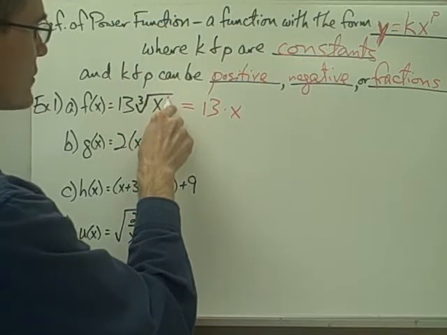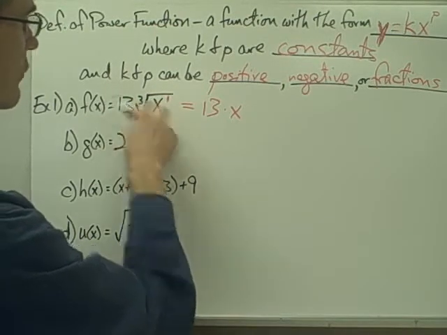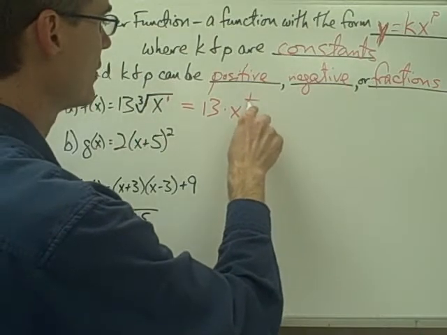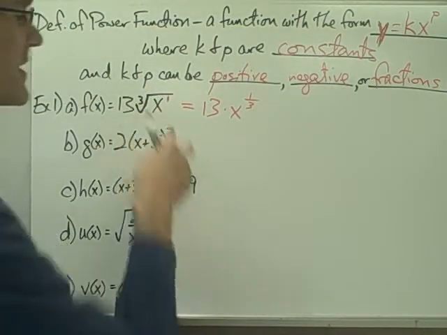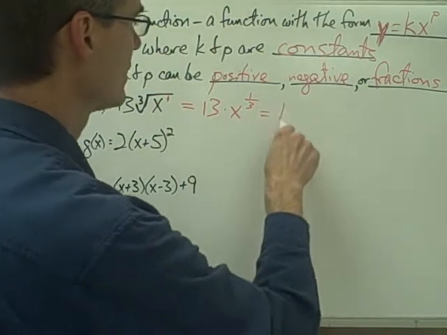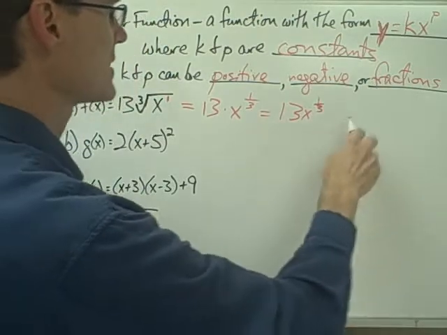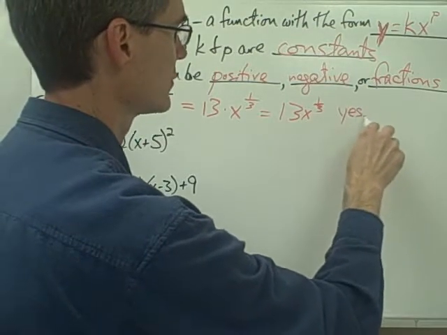This is x to the 1st power. I can rewrite this as x to the power of 1/3. In other words, x to the power of 1/3 is the same thing as the cube root of x. Well, now I can identify this. I can see that, in fact, this is a power function.